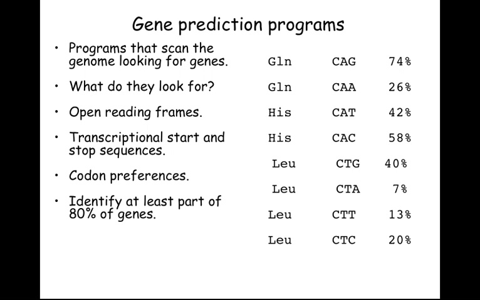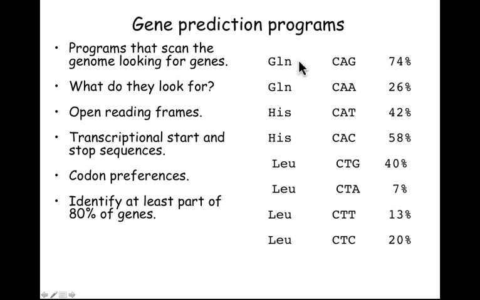So in addition to just looking for open reading frames, you can look at the quality of the open reading frame. We talked before, when we talked about mutations, about the fact that the genetic code is redundant, meaning that there are multiple codons which encode a single amino acid. So in this case, CAG or CAA both encode glutamine, CAT or CAC both encode histidine, and all 4 of these encode leucine.